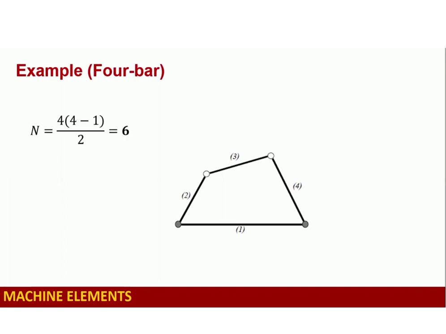The next step is to draw the instantaneous center circle and then number it with the same numbering that we have for the links. We have 1, 2, 3, and then 4.